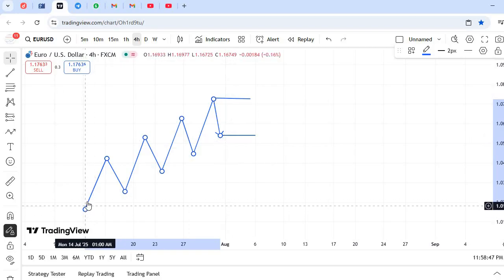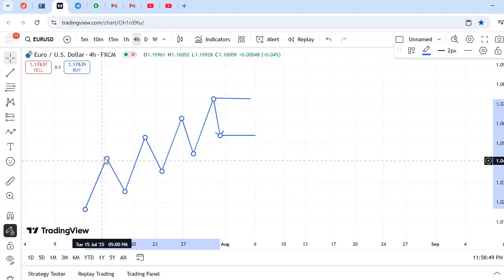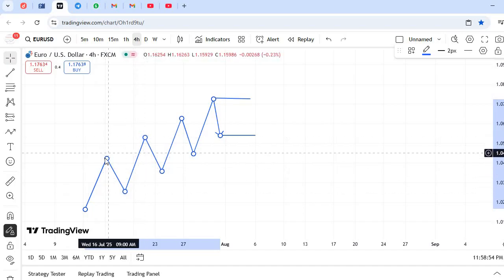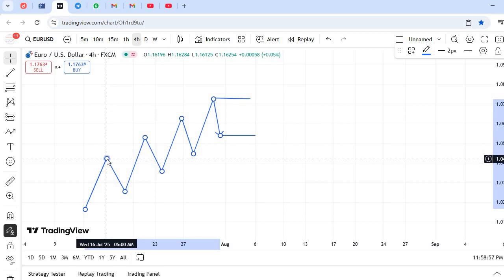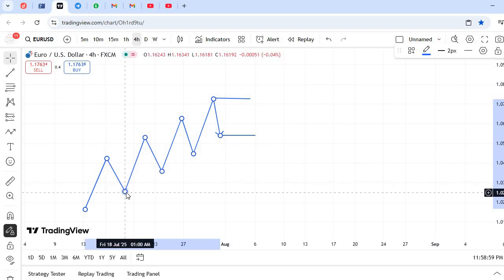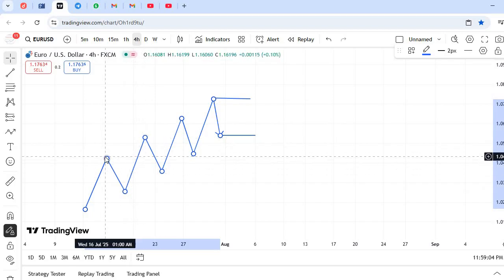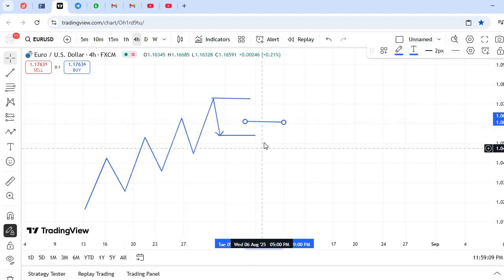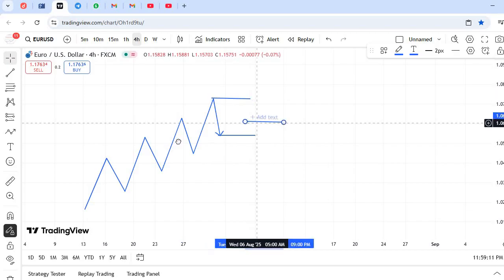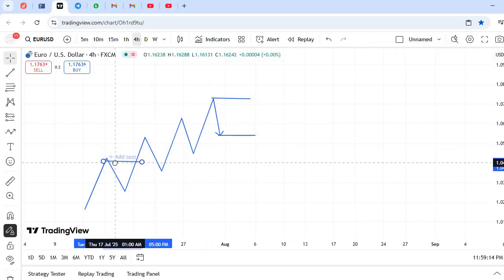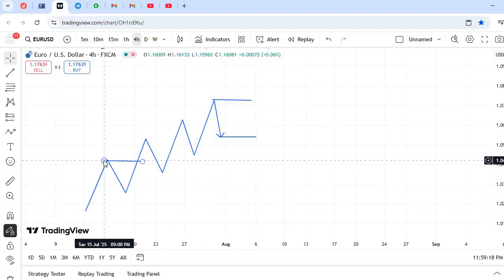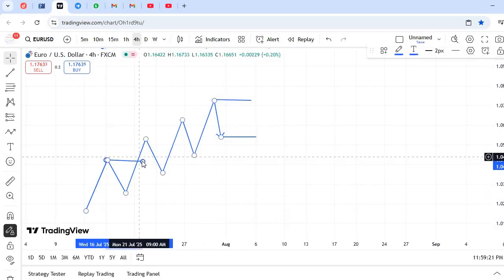Now, if we are starting from here, we have impulse and we have correction. Then we have another impulse. This was the first higher high that we have here, and now this new impulse has taken out this high. Then we have what is called a break of structure. Please, I want you to follow me. Can you see? So we're having a break of structure here, which is called BOS.